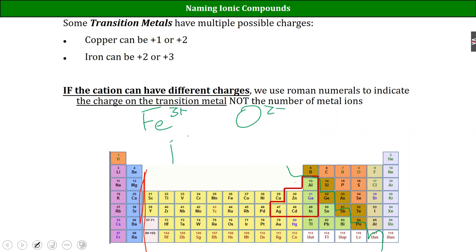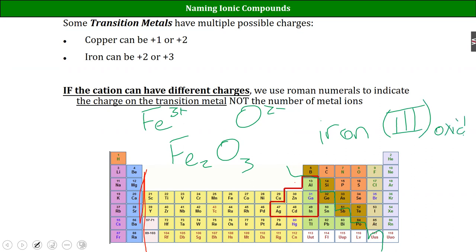You want the lowest way that you can make the charges add up to 0. So that means our formula would be Fe2O3. The name is iron 3 oxide. You see how it'd be really easy to mix those numbers up, right? Fe2O3 is the formula. Iron 3 oxide is the name.